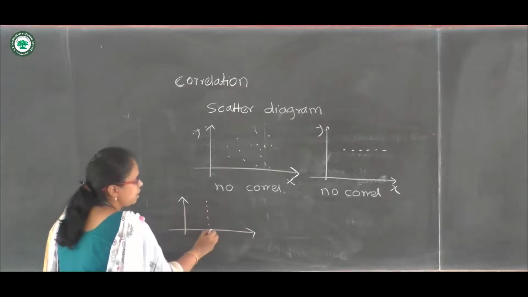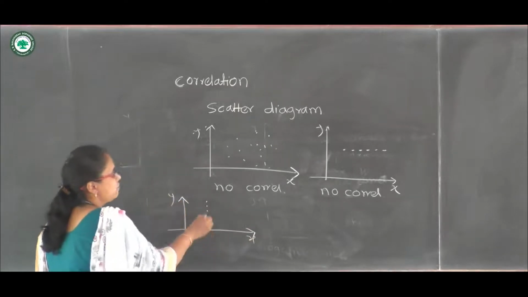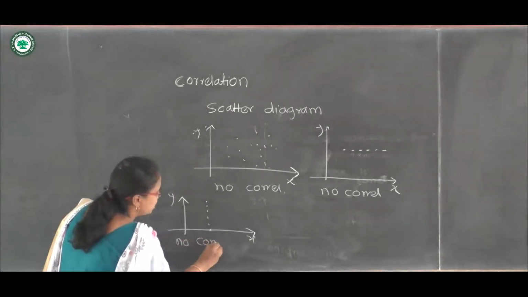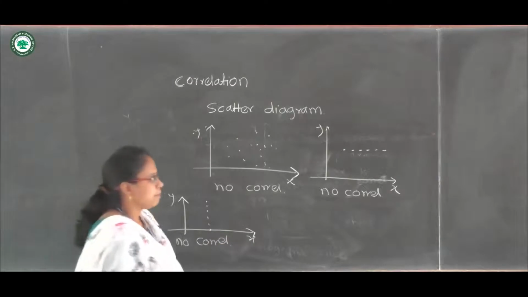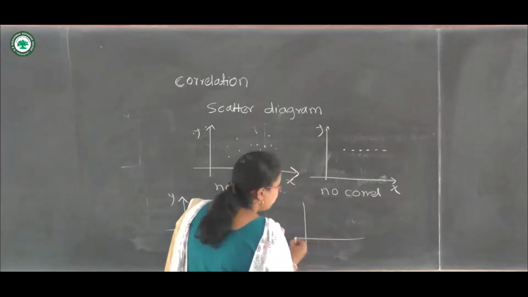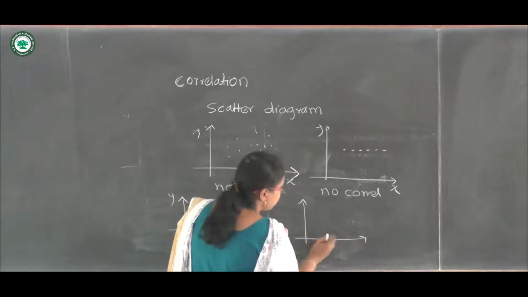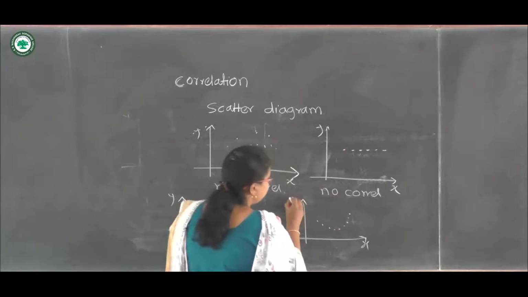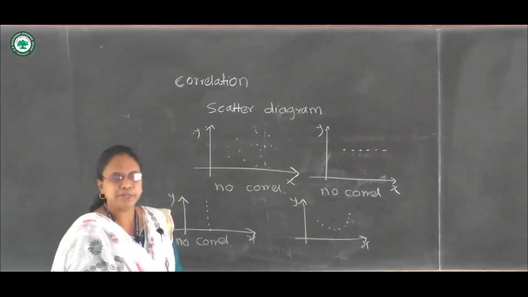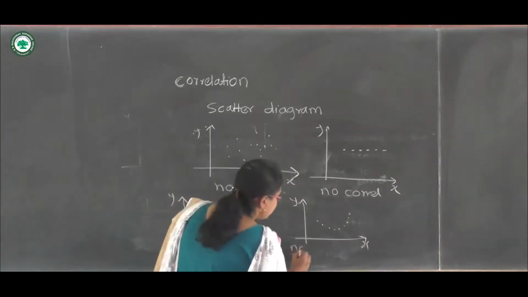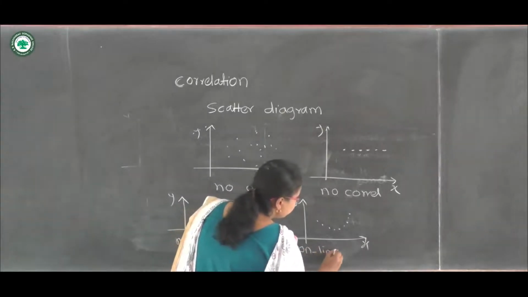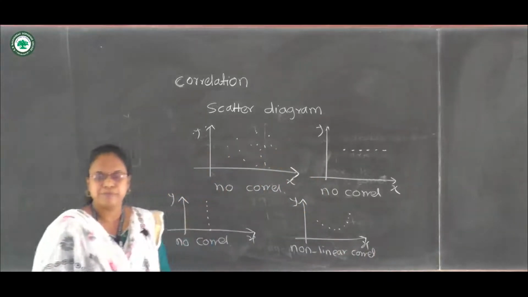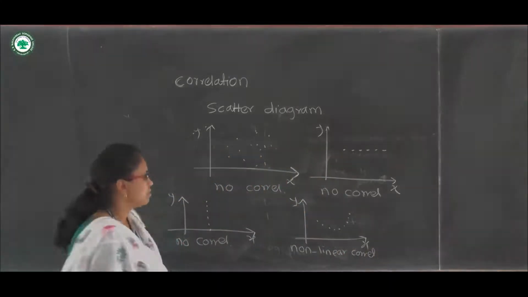So here the value of x is a constant and y is going to increase, then also we say that there is no correlation between x and y. Also there may be this situation. So here we say that there is a non-linear relationship between x and y. So there is non-linear correlation between x and y. So these are some scatter plots.